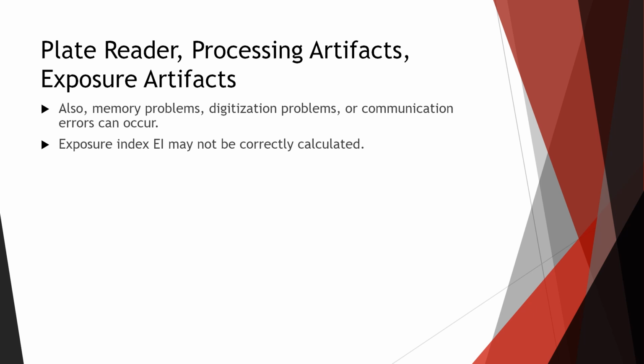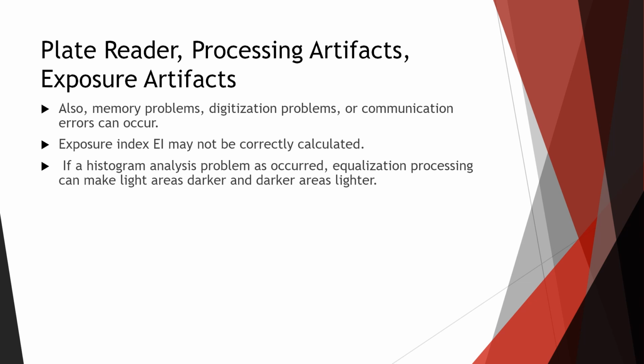So this can occur, so we'll be using the wrong or a poor technique. If a histogram analysis problem has occurred, equalization processing, which is something that the software does, can make light areas darker and dark areas lighter than what was intended. So we wanted an area to look dark, and it's going to try to make it lighter, trying to equalize the data that's taken in because of a histogram problem.